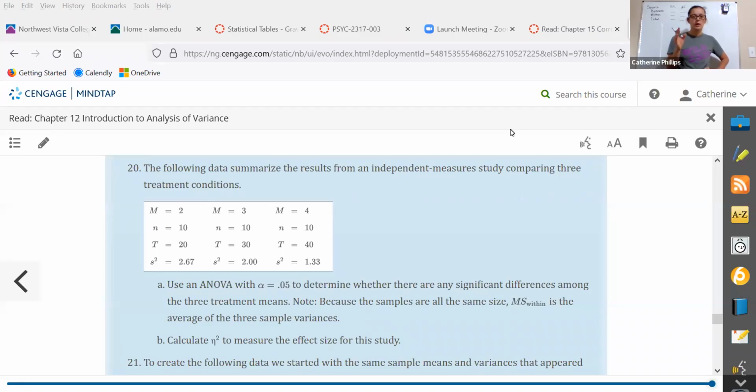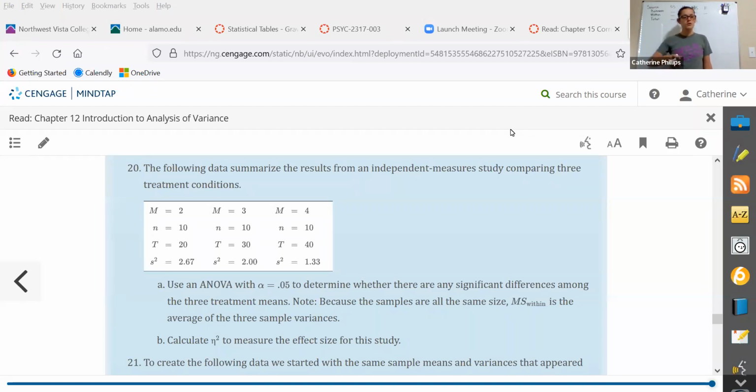We're going to do a question from chapter 12, question 20. The following data summarize the results from an independent measures study comparing 3 treatment conditions. Use an Anova with an alpha of 0.05 to determine whether there are any significant differences among the 3 treatment means. Note, because the samples are all the same size, MS within is the average of the 3 sample variances.